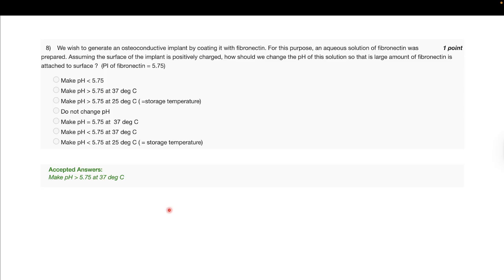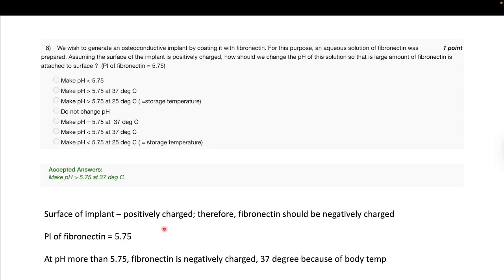Now we know that the pI of fibronectin is 5.75. So what would the pH of the solution be so that fibronectin is negatively charged? For fibronectin to be negatively charged, the pH has to be more than 5.75. If it is less than 5.75, it will create a positive charge in fibronectin. So we don't want that. The positive charge of fibronectin and the positive charge of the surface will then have repulsion, and most of your fibronectin will not get coated over the surface. So you have to have negatively charged fibronectin. For us to do that, you have to keep the pH above 5.75.